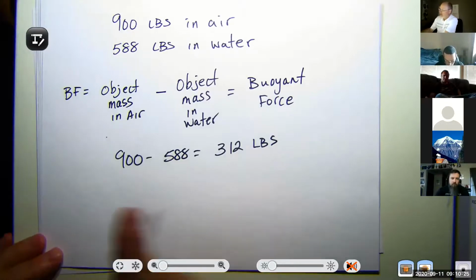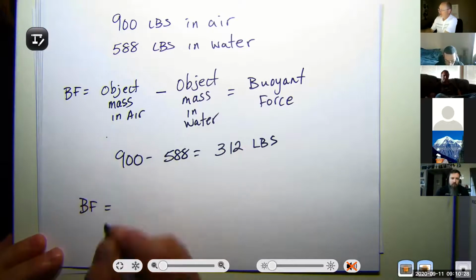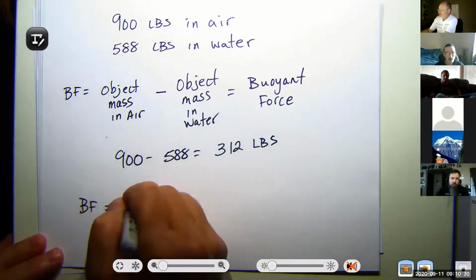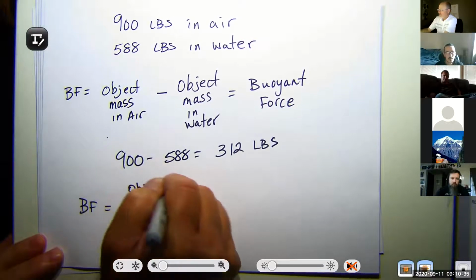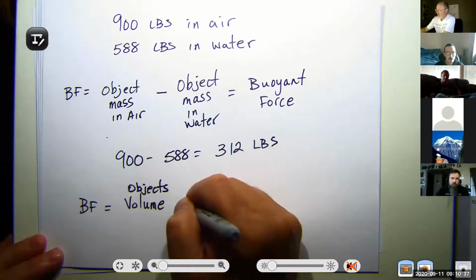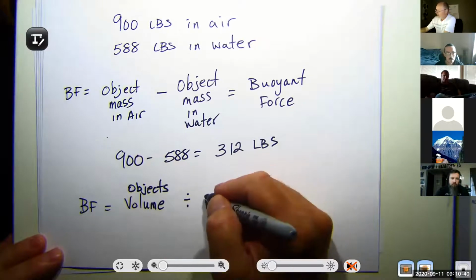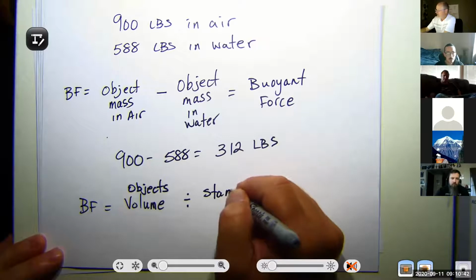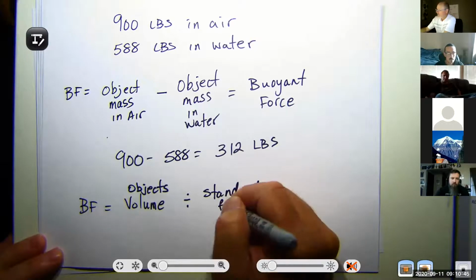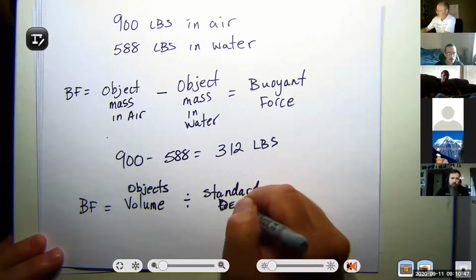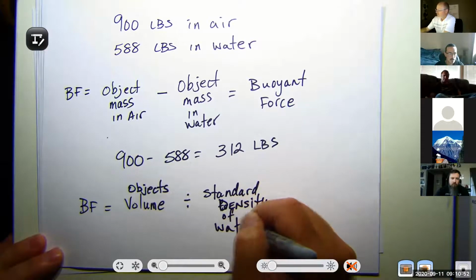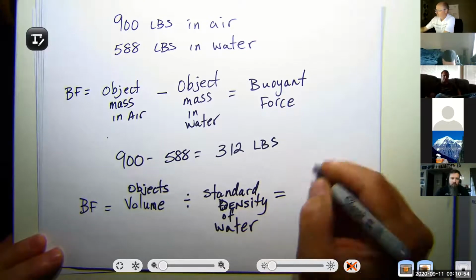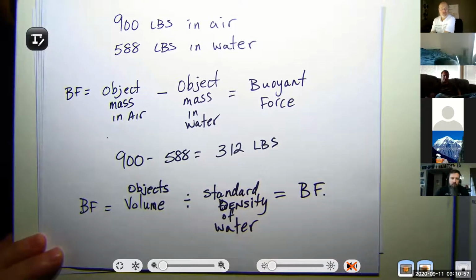The other way for calculating buoyant force is taking the object's volume and multiplying it by the standard density of water, which will equal the buoyant force pushing up on that object.